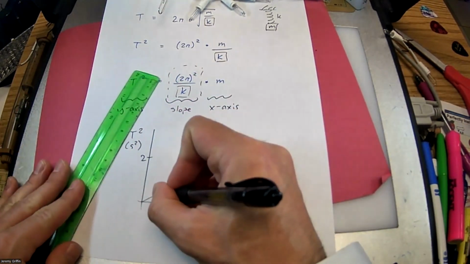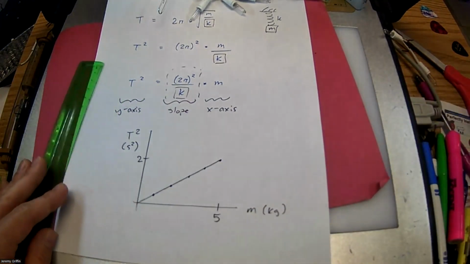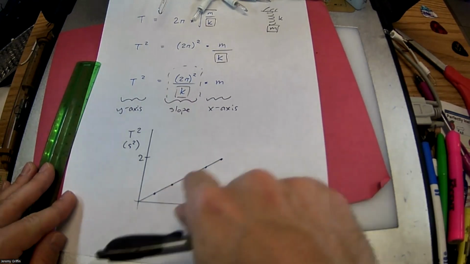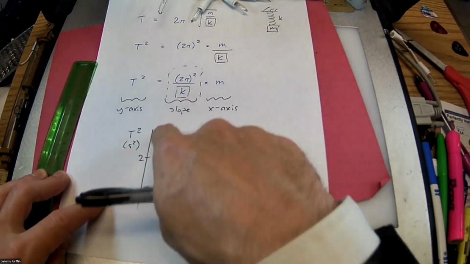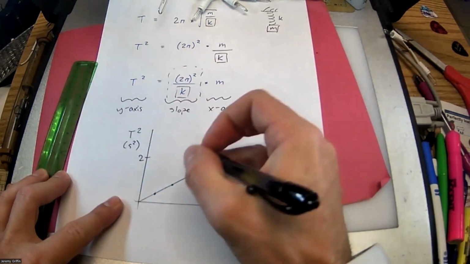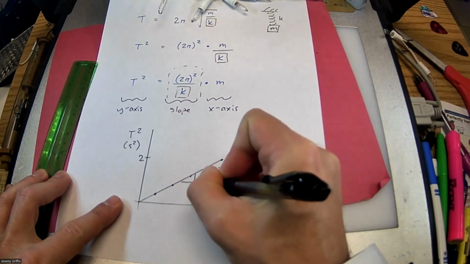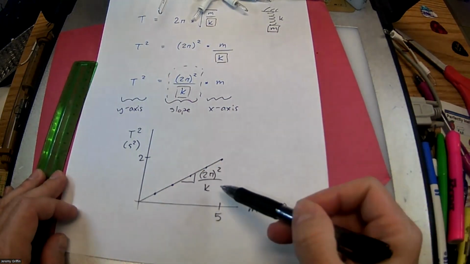So maybe they were doing lots of different masses and getting lots of different time periods and squaring the time periods, and it was something like that, right? Okay. So you could do here. So the slope of this line is this relationship right here, that expression right there, 2 pi quantity squared over k. Isn't that what that would be?